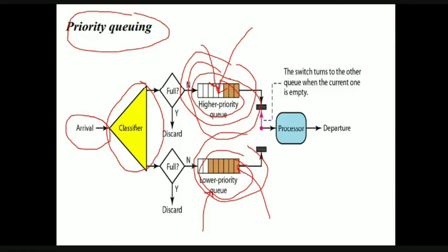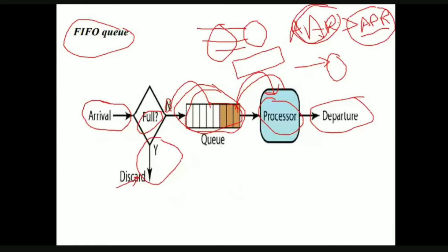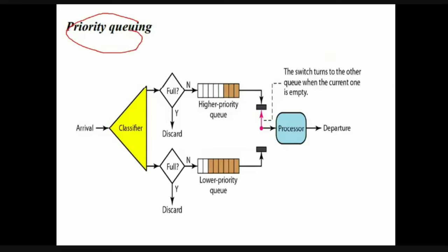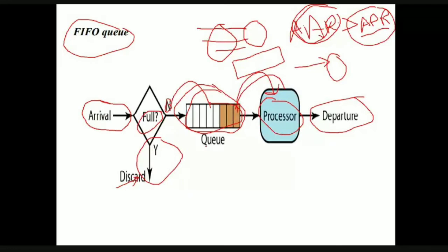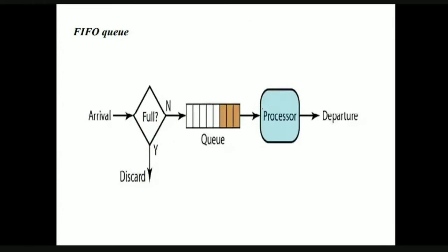If you compare priority queuing with FIFO scheduling, obviously the priority queuing performs better. Why? In FIFO scheduling, the processor or the router processes the packets based on first in, first out. That is, whichever packet comes first, that packet will be processed.